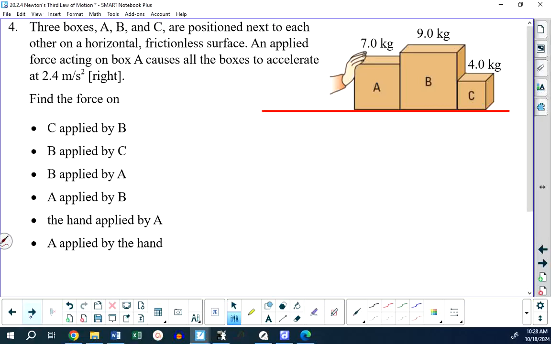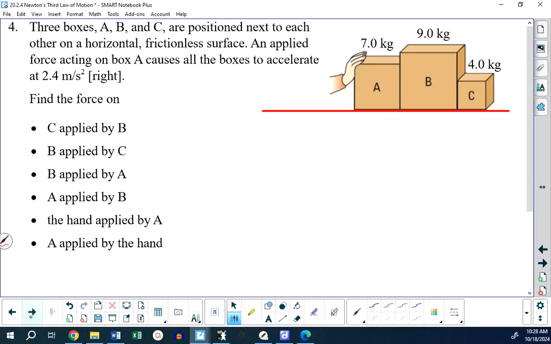So first of all, forgetting about the numbers, would you agree that the hand applies a force to box A? Right? Would you agree then that A applies a force to the hand? And those two forces are equal but opposite. Don't try to overanalyze this just yet. Would you agree that there is a force on B to the right?